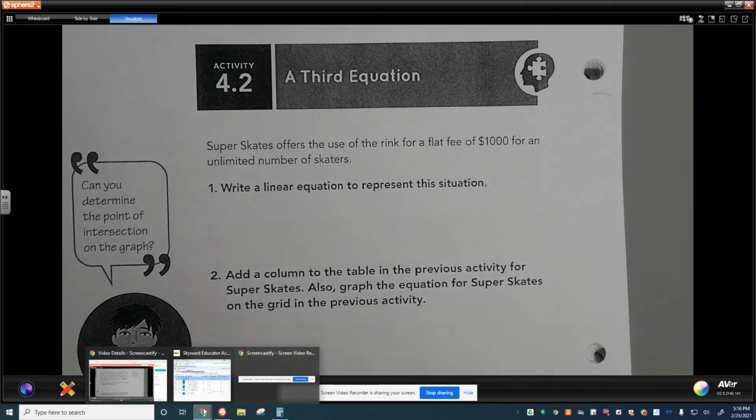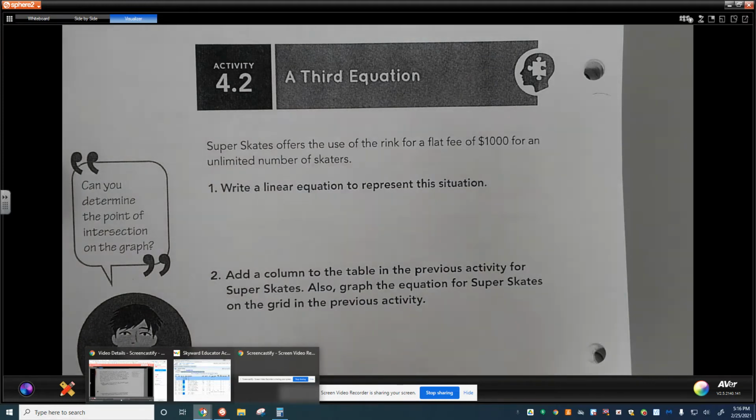Continuing our discussion about skating, there's a third option. Super Skates offers the use of the rink for a flat rate of $1,000 for an unlimited number of skaters. If we're going to write a linear equation for this situation, we need to know what our variables represent.